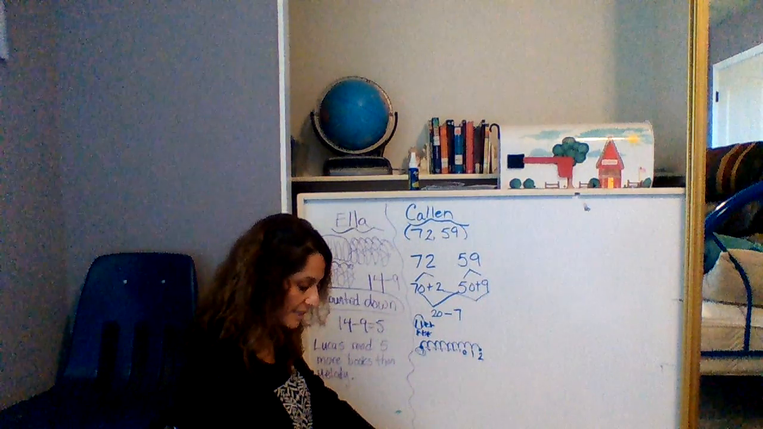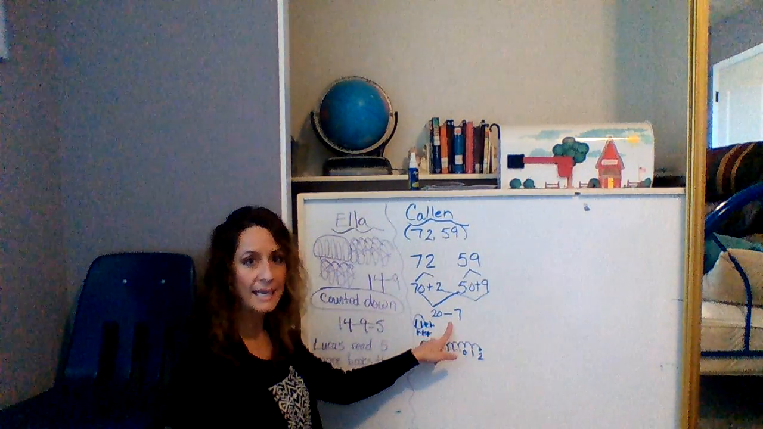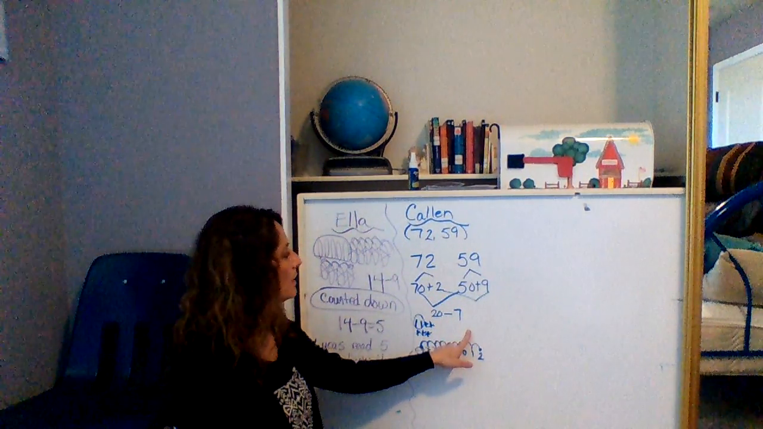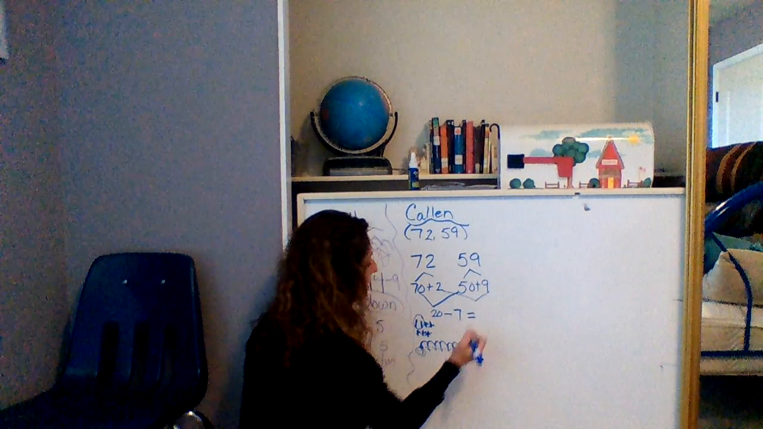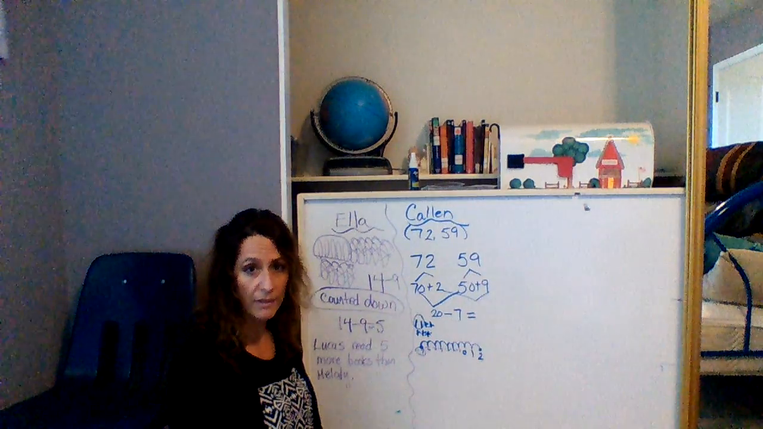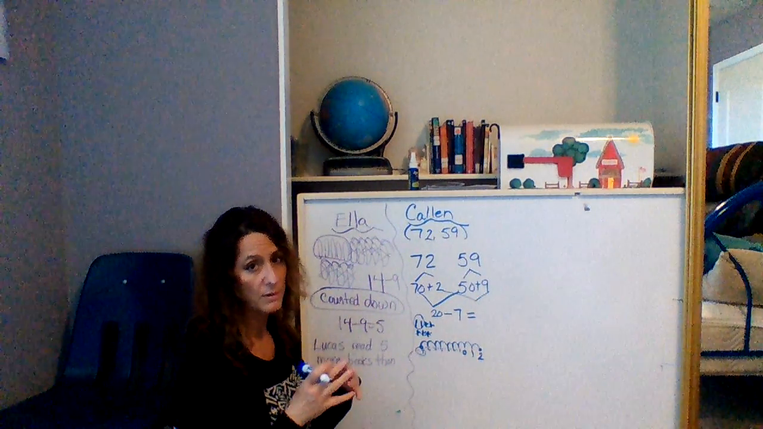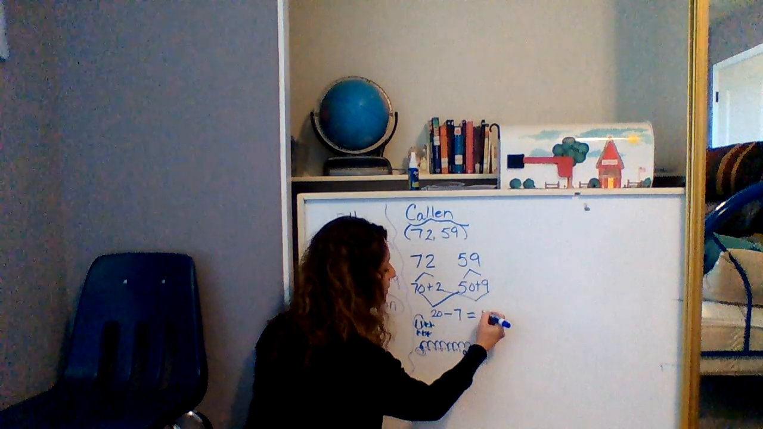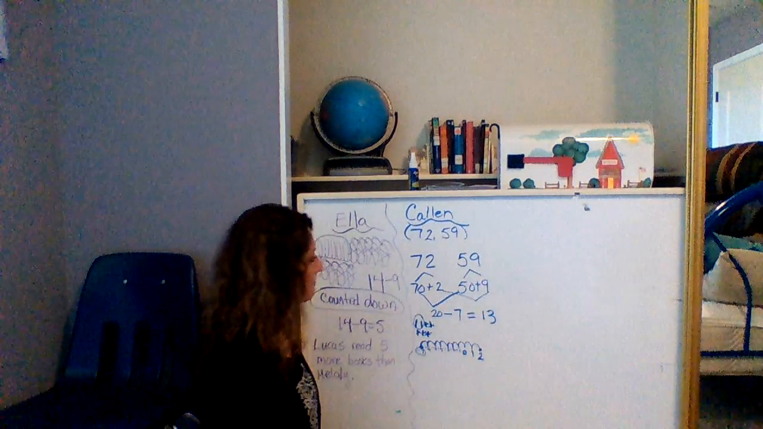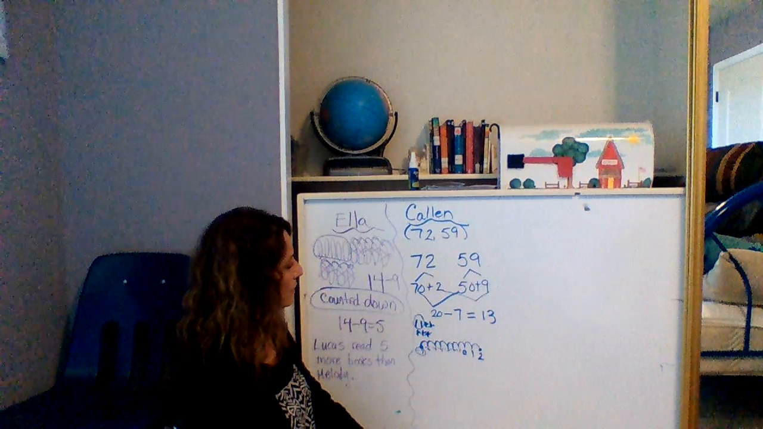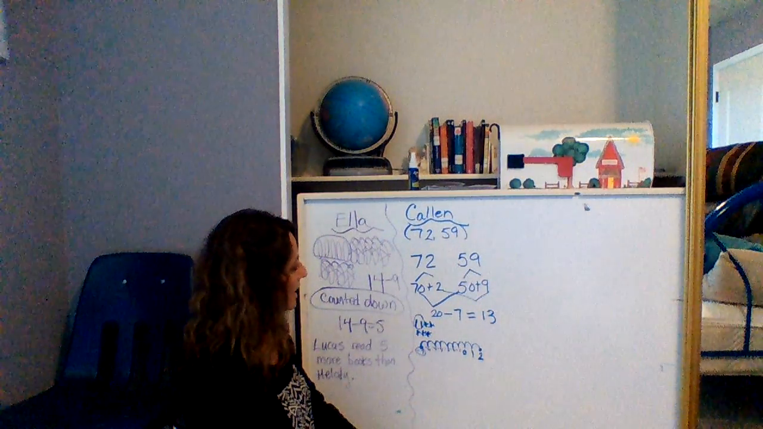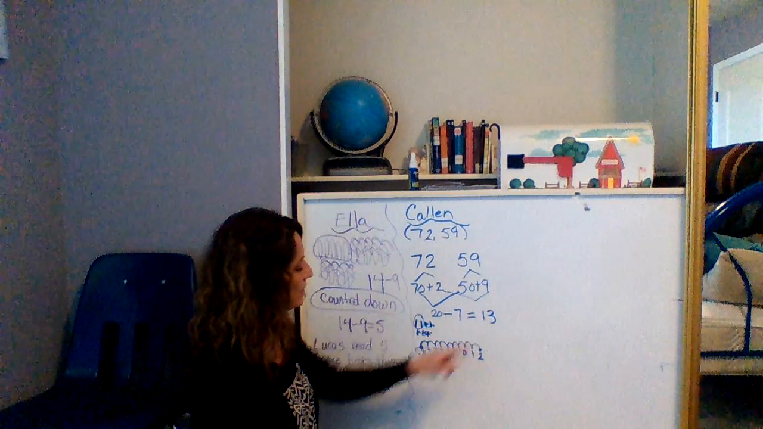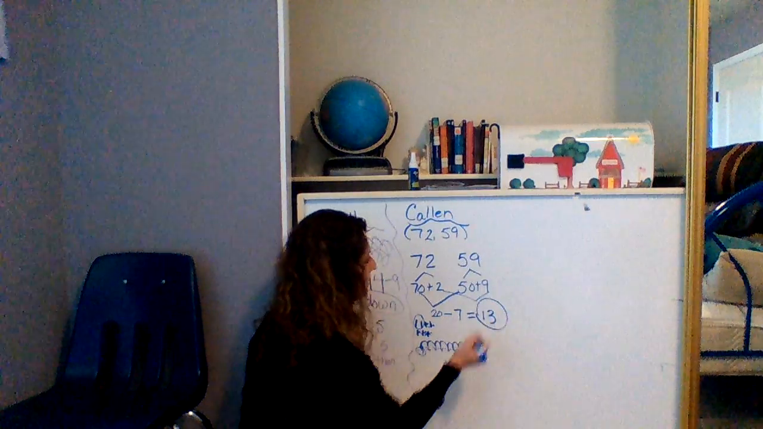So now I have 20 minus 7. 20 minus 7. And if you do the math on that, if you would take 20 cubes and take away 7, you're going to end up with 13. And that is your answer, 13. Okay?